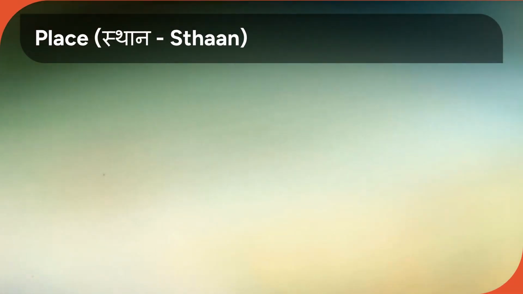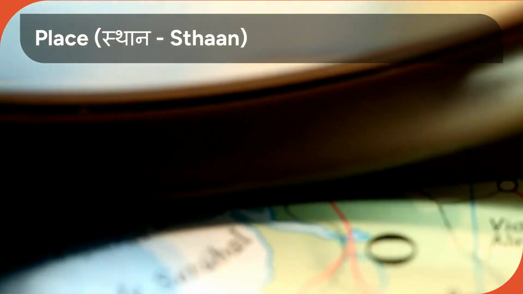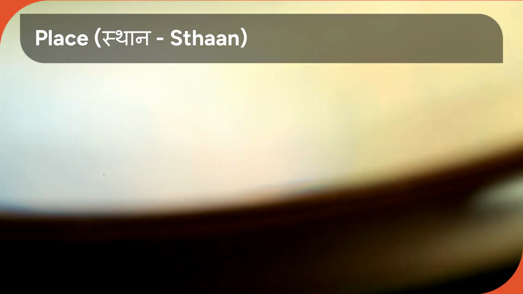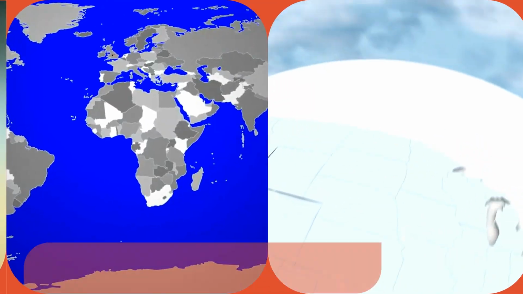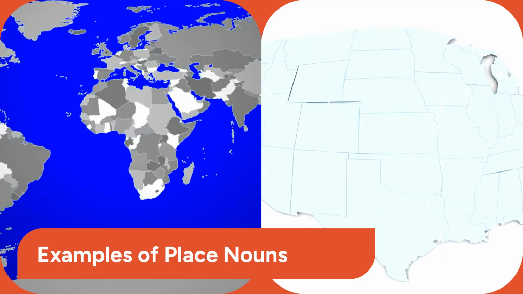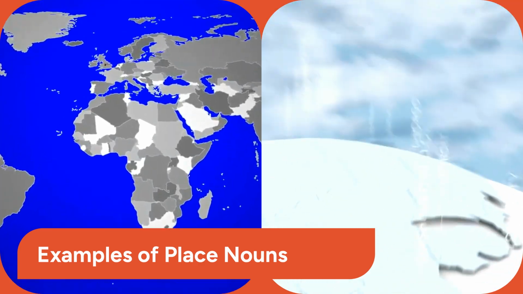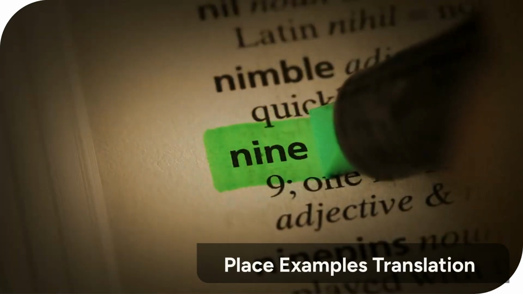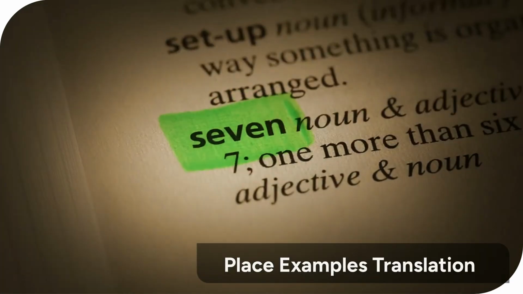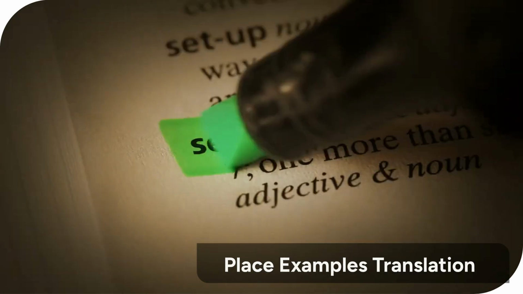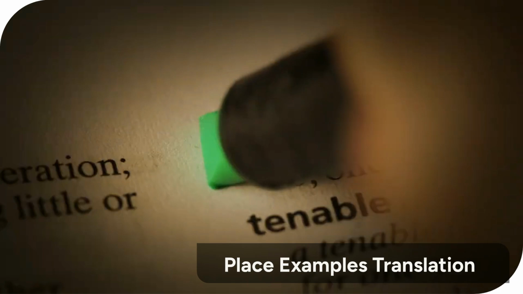Next up is place. This is sthan in Hindi. This category includes cities, countries, buildings, or general locations. Common examples are Delhi, school, or city. Whether it's a specific capital or a general area, if it names a location, it's a noun. Delhi, school, and city, shahar. Notice that some English words like school are often used directly in Hindi conversation as well.